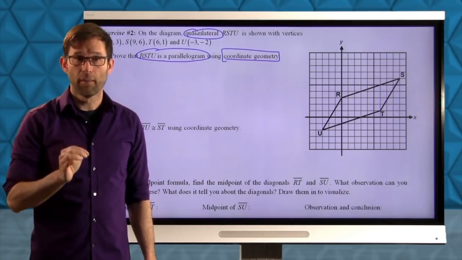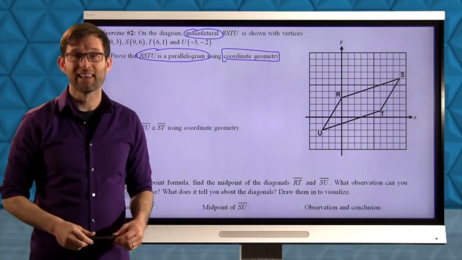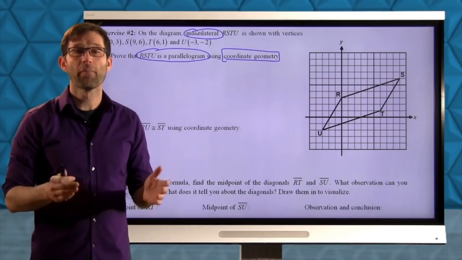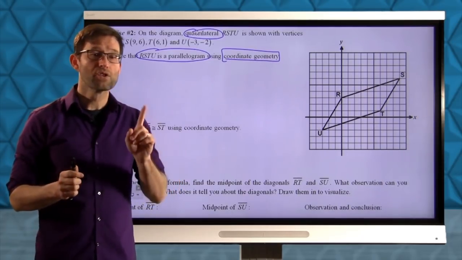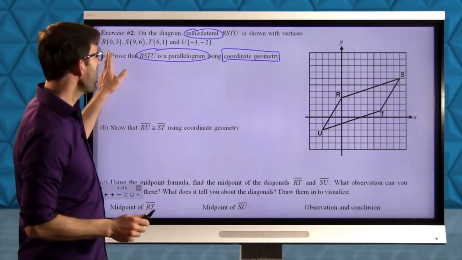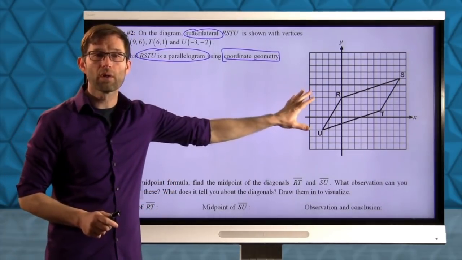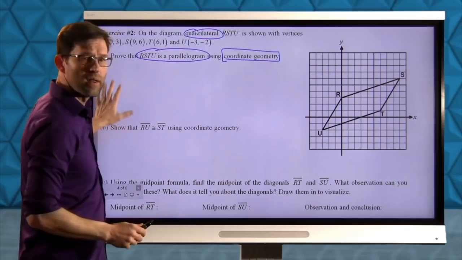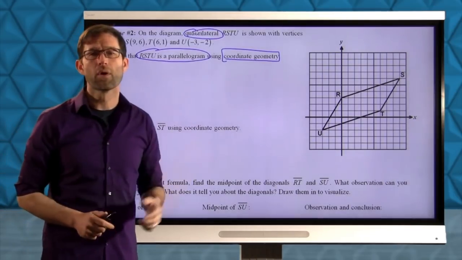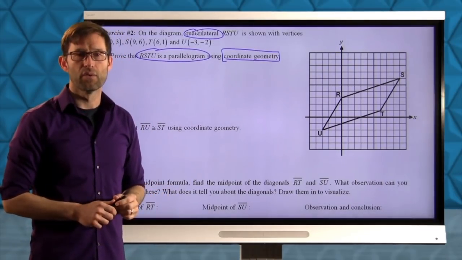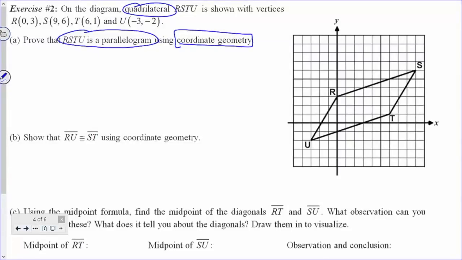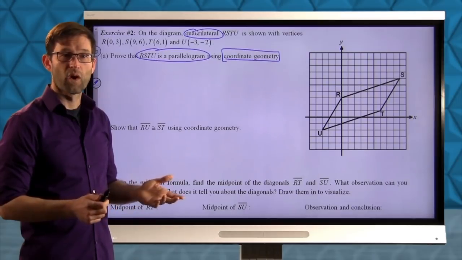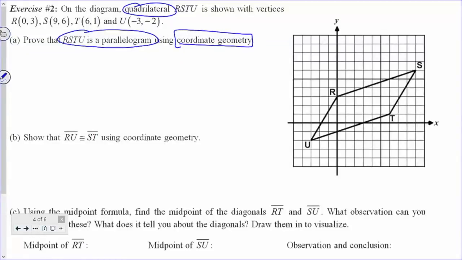Now for coordinate geometry, parallelism is all about slope. So what I'd like you to do now is calculate the slope of all 4 line segments, lay it out in a nice neat way, and then we'll come back to the proof. Take a few minutes to do that. All right, let's go through it. Real systematic.